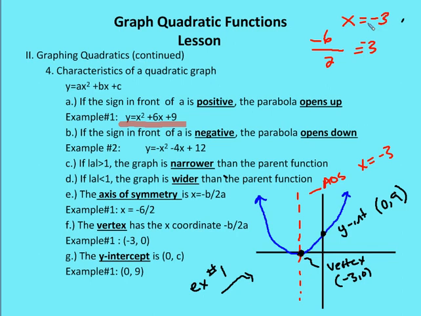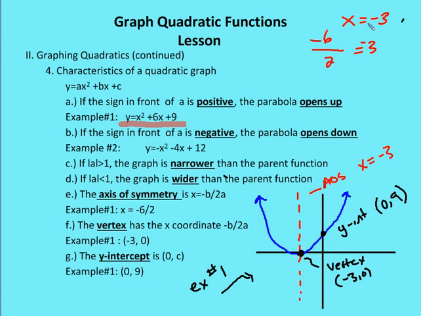So it's not negative 3, it's x is equal to negative 3. That's the equation for a line. Negative 3 is just a value. You have to create an equation between x and y to form a line for the axis of symmetry. In this case, it's always going to be x is equal to something.